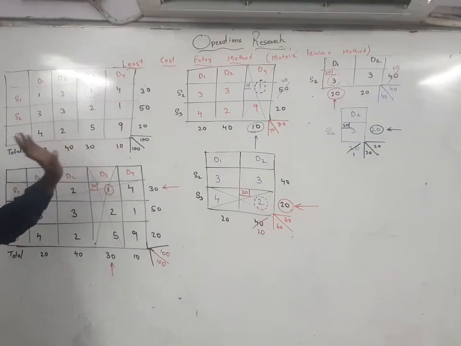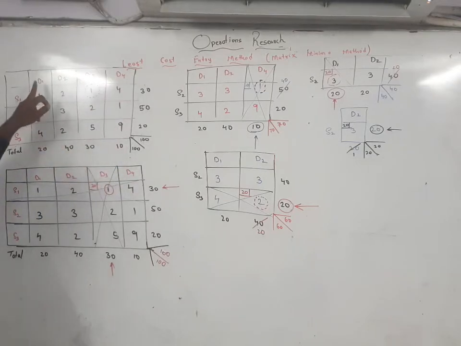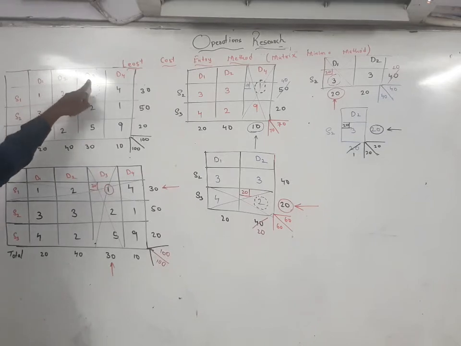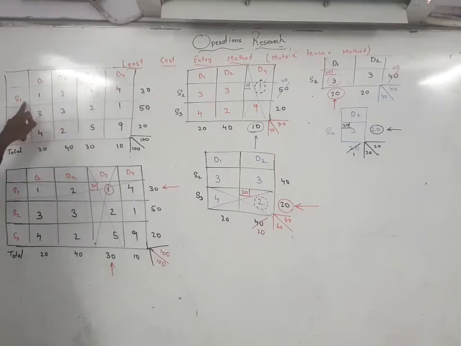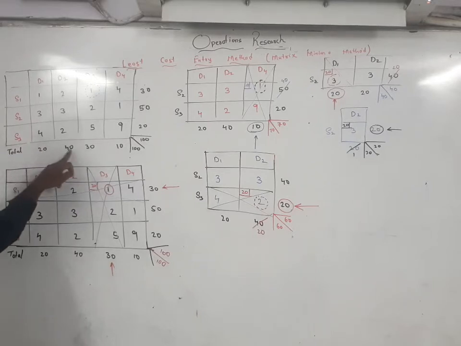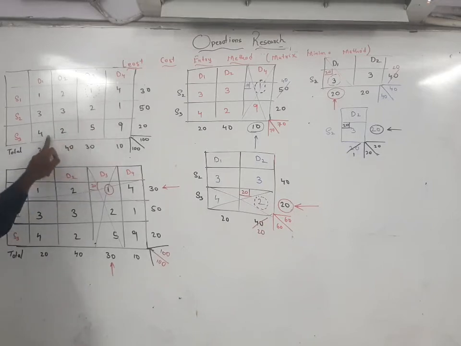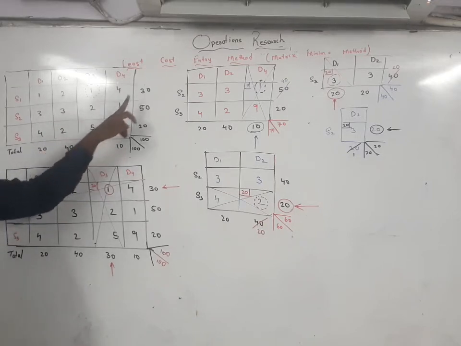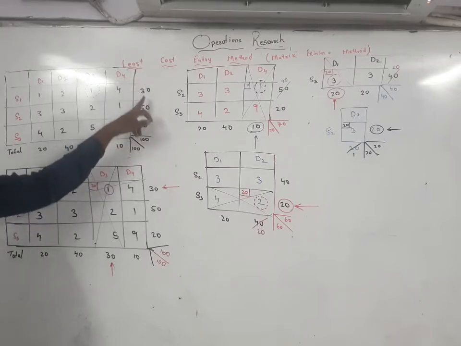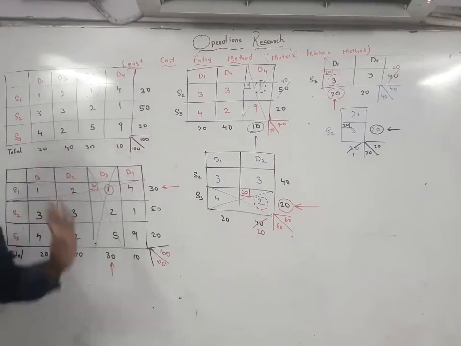In that, demand is given and supply is given. This is D1, D2, D3, D4 and S1, S2, S3. Here the totals are 20, 40, 30, 10, and the costs are 1, 2, 1, 4, 3, 3, 2, 1, 4, 2, 5, 9, with supplies 30, 50, 20. The sum of this should be equal to the sum of this one.